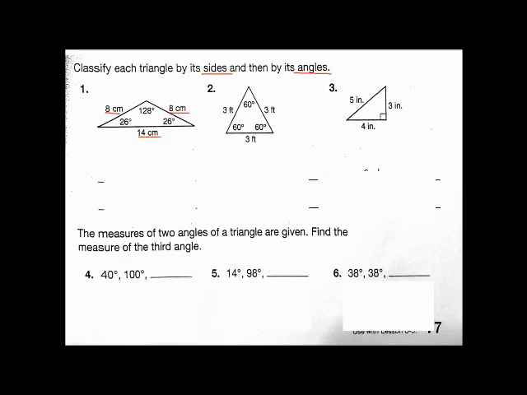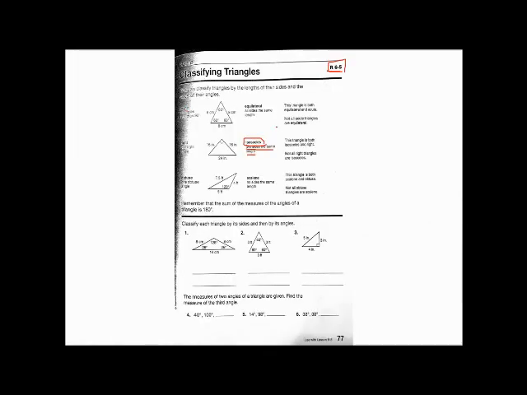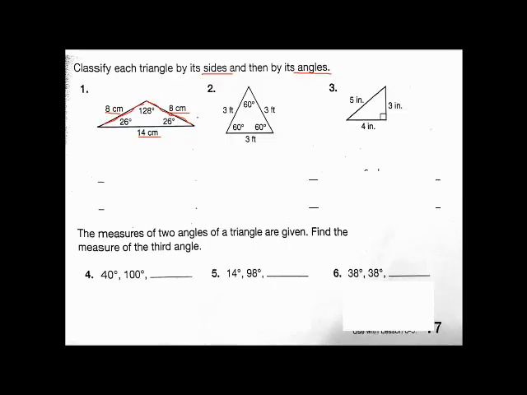We have here one side having 8 centimeters, the second side is 8 centimeters, and the third side is 14 centimeters. So we have only two equal sides. Let's look here. What's the name of this triangle? It is an isosceles triangle. It has two sides of the same length. So it's an isosceles triangle.